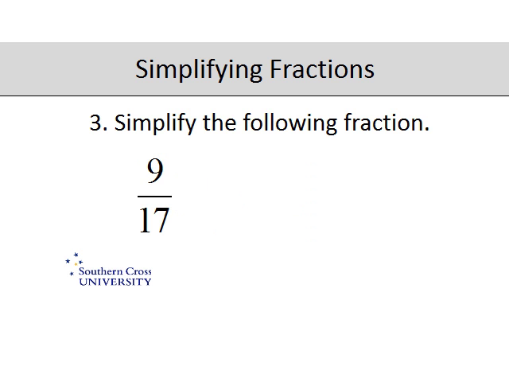We're going to try and simplify this fraction. We've got 9/17. I can't think of a number apart from 1 that goes into 9 and 17, and the fact that 17 is a prime number also suggests that we're not going to find a common factor apart from 1. So basically it stays the same, so we cannot simplify.